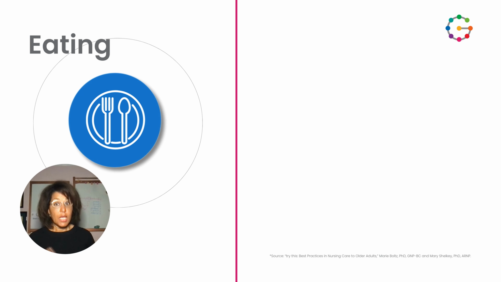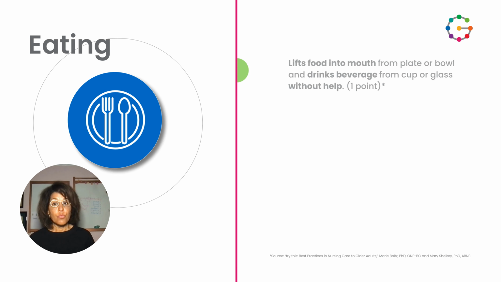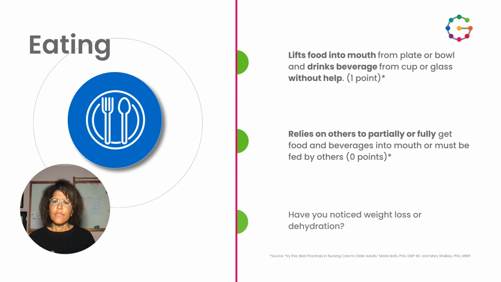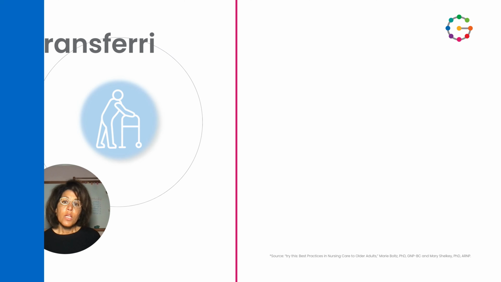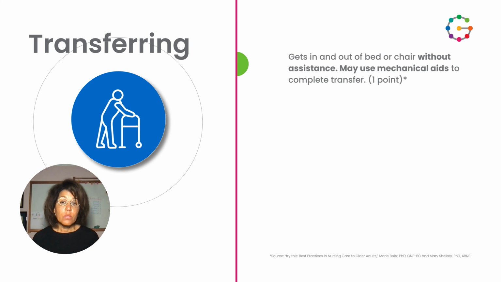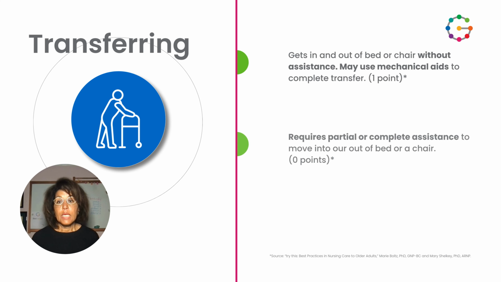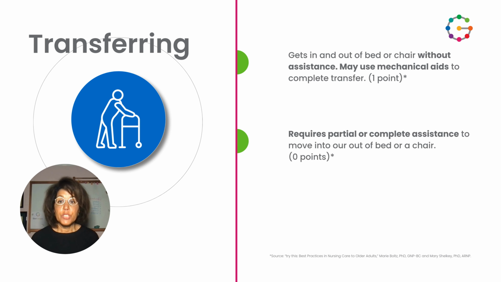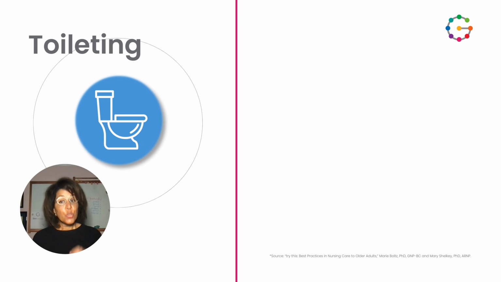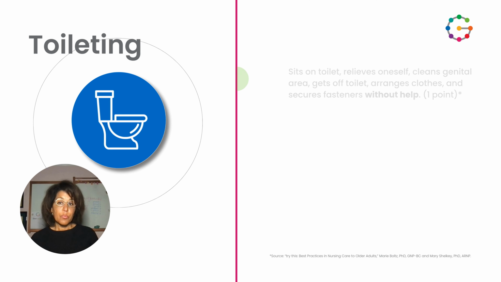The eating questions ask you to think about how well your loved one can feed themselves, as well as take notice if there has been any weight loss or they seem to be dehydrated. Transferring, better known as mobility, focuses on how well people can move around the home, in and out of bed, and up and down from chairs. It also asks you to take a look at how well they may be using any mobility devices such as canes or walkers.